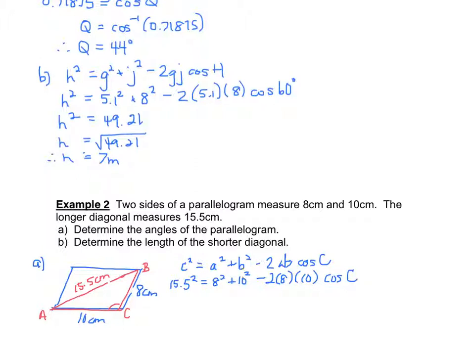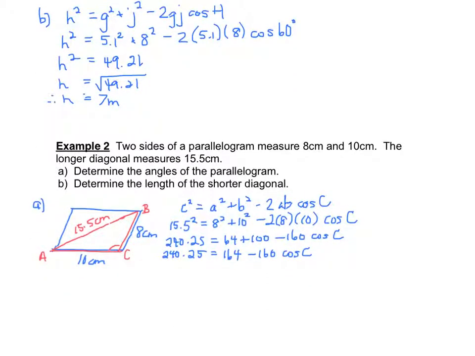All right, 15.5 squared is 240.25 equals 64 plus 100 minus 160 times the cosine of angle C. Now remember from our last example, once again, we're going to combine our first two numbers, but not the 160, because it is attached to, that is being multiplied by, the cos C. So this, in other words, you could think of as all one term. So what we do instead is we subtract the 164 from both sides.